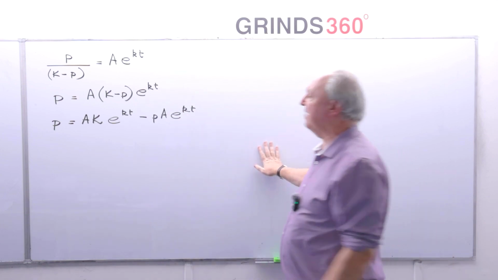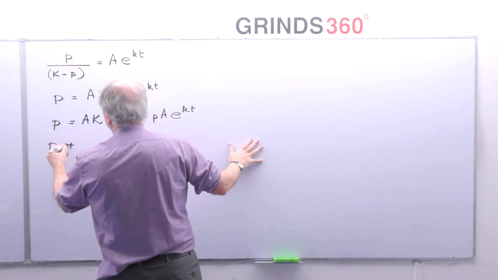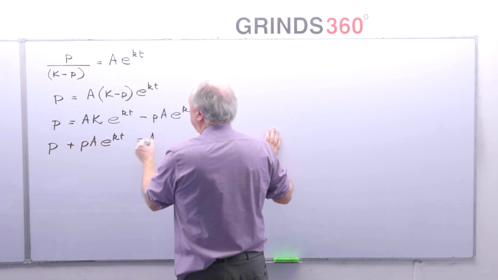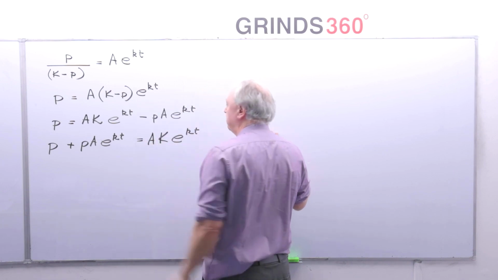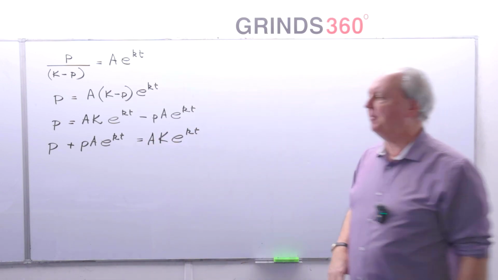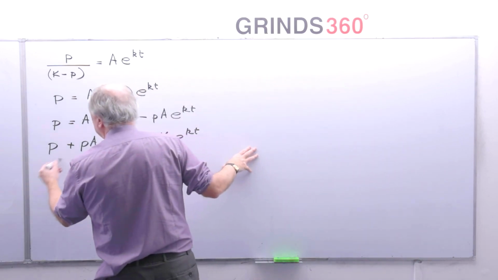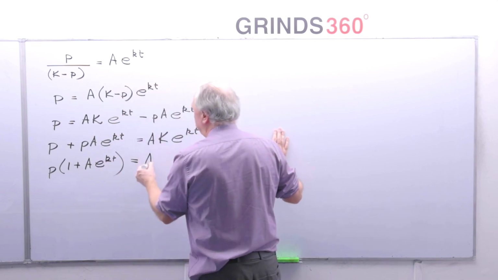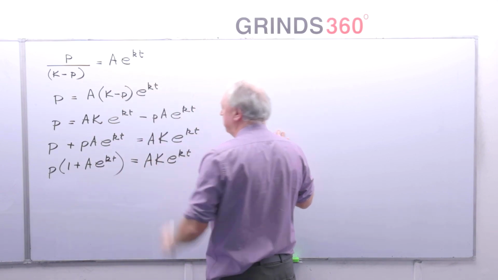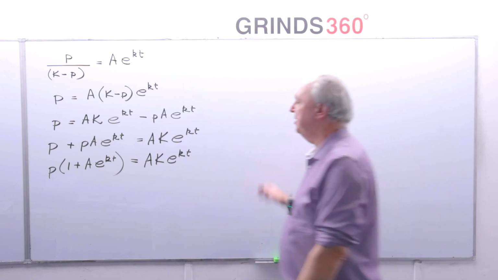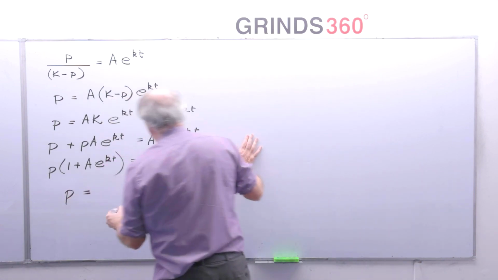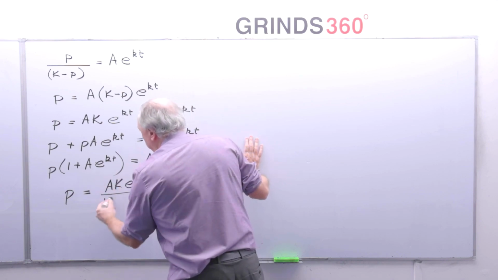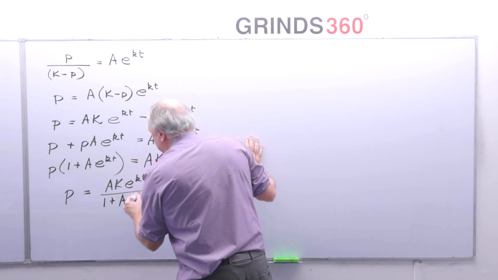Let me bring all my P's to the left-hand side. So I've got P plus PA e to the power of kt, and that's equal to AK e to the power of kt. Take out the P in common on the left-hand side. So I've got P times 1 plus A e to the power of kt is equal to AK e to the power of kt. So now I've got P on its own. P is equal to AK e to the power of kt divided by 1 plus A e to the power of kt.